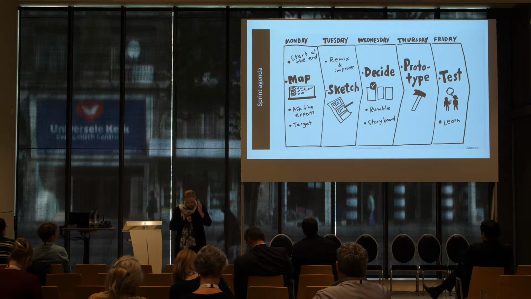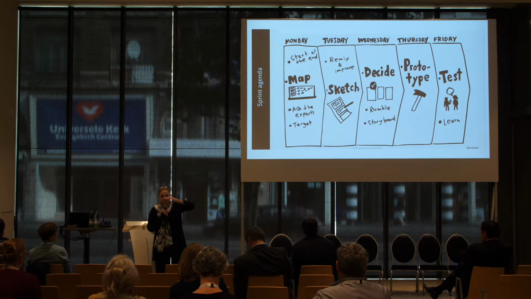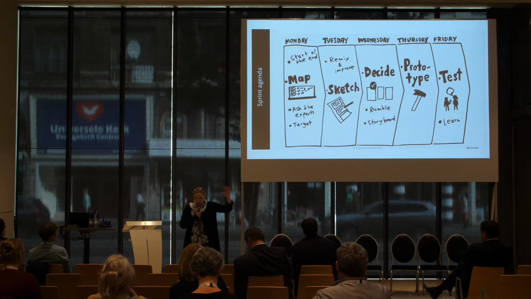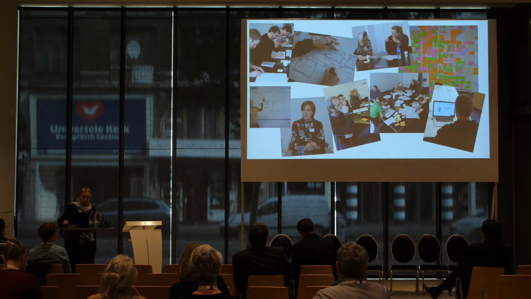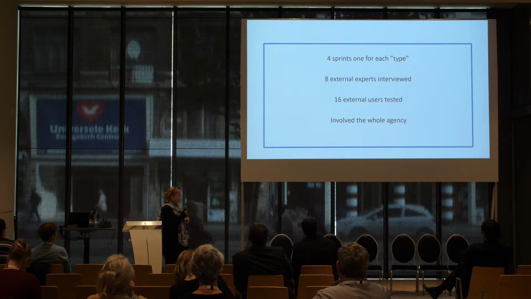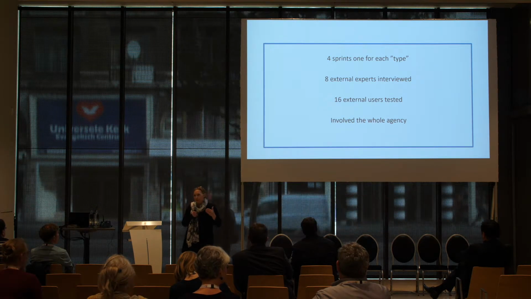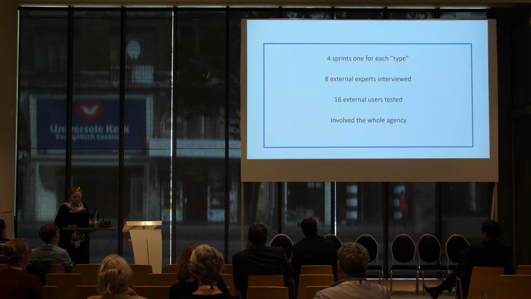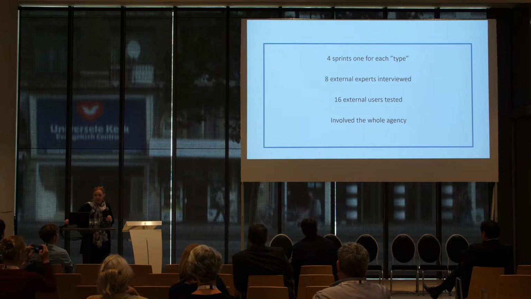When we do projects in my agency, you start from here, and then you go like half a year, and then you go another half a year, and then you have a huge report, and then you start implementing it step by step, and the world has already left you. So this was a new method. So we did it like this. Great fun, really fun. We did 4 sprints for each type of behavioral pattern. We had 8 external experts in to interview during the building of this prototype, just to check, are we on the right track? We had 16 external testers, and actually we involved the whole agency in testing the prototype.